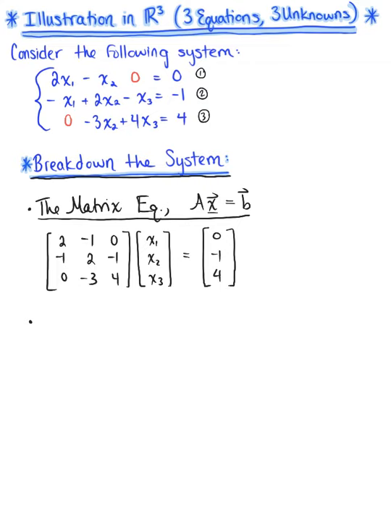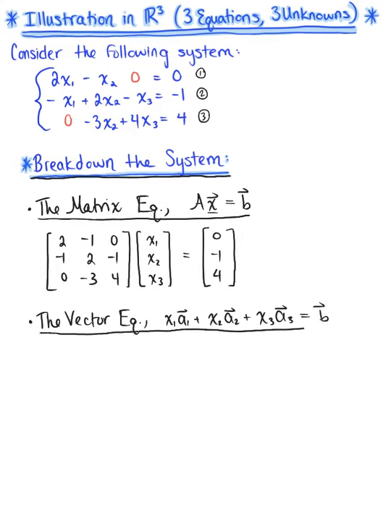Now we can also write this in the equivalent vector equation. Since we have a vector x in R3, we could write this as x sub 1 times the first column vector, a sub 1, plus x sub 2 times the second column vector, a sub 2, plus x sub 3 multiplied by that third column vector, a sub 3, and that is equal to vector b. And again, these vectors a sub 1, a sub 2, and a sub 3 are the column vectors of the matrix A.